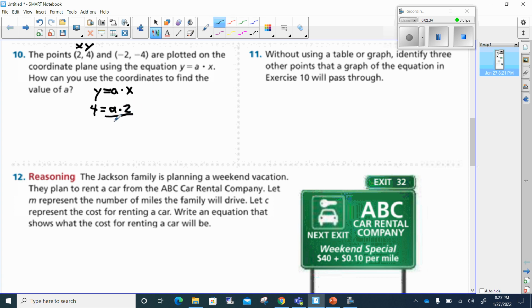I can divide 2 away from a times 2. Whatever I divide from one side, I do it to the other. This is gone, leaving me a. Now I have 4 divided by 2, and that's 2. So 2 has to be a. All right. Let's check and see if I'm right using (-2, -4). If this is true, then since y is -4, it would have to equal a, which we said was 2, times -2. That makes sense because 2 times -2 is -4. So that checks out.